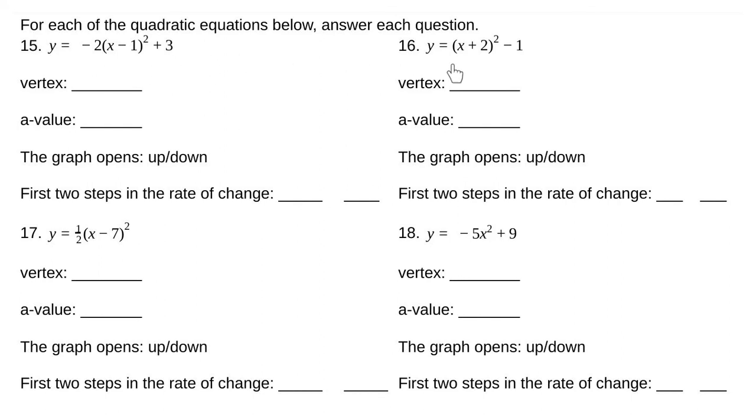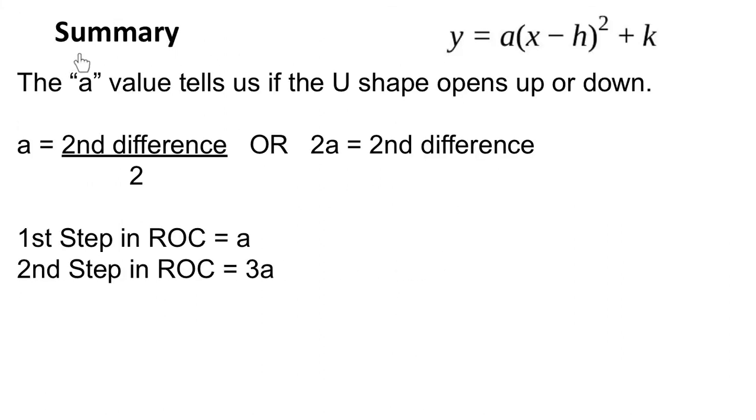Complete 15, 16, 17, 18 on your own. Quick summary here. So this is our formula. It looks very similar to absolute value. We're just missing the straight brackets, and we've added our square here to let us know that this is quadratic. The A value tells us if the U shape is going to open up or down, and it also tells us our steps away from our vertex.